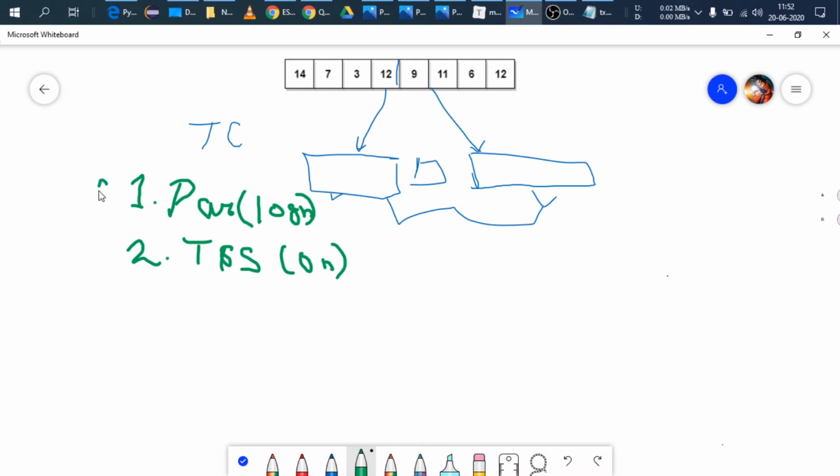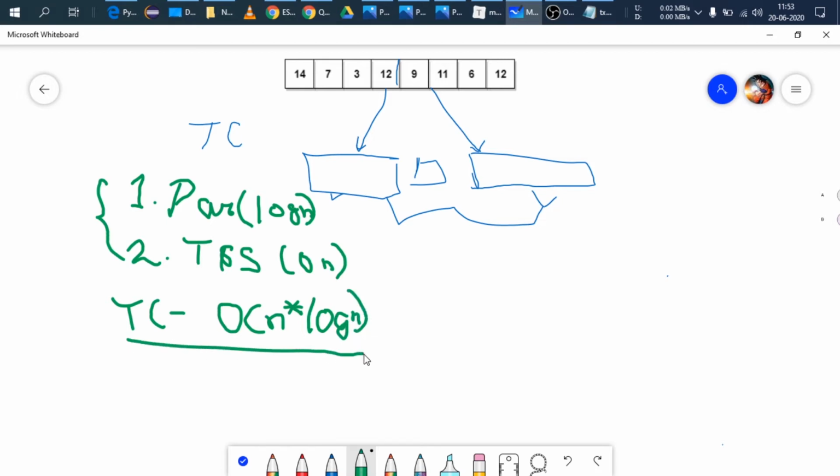So when we combine both of these conditions, our time complexity would be order of n log n. This will be the time complexity of quicksort. And what would be the space complexity? Space complexity would also be n log n, because quicksort only requires additional n log n space.